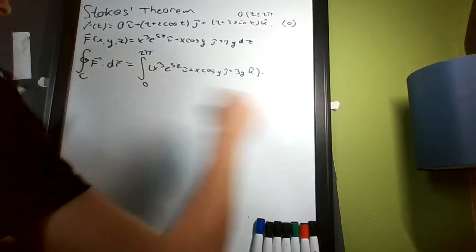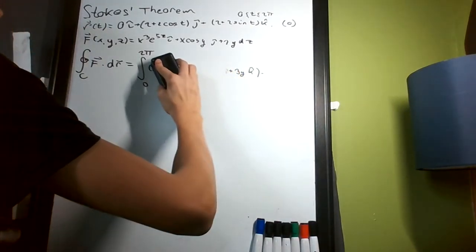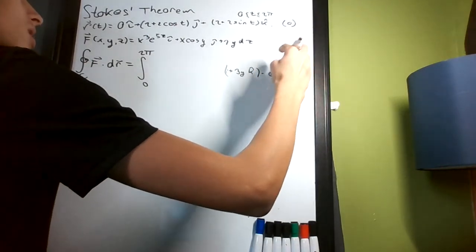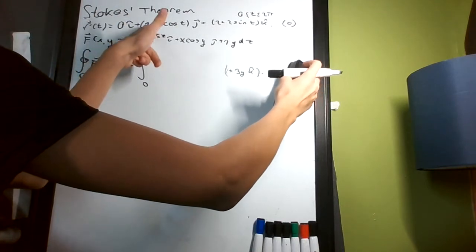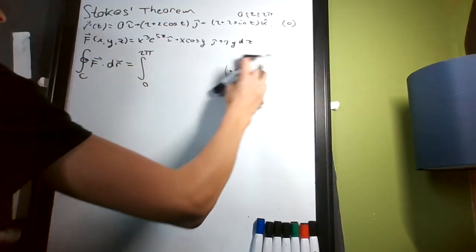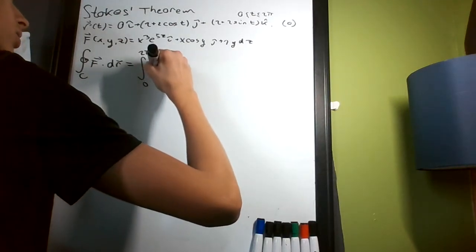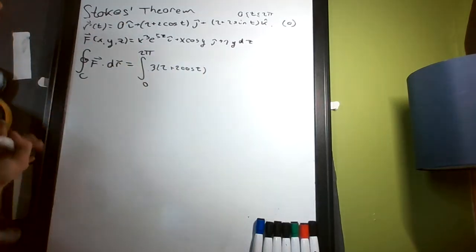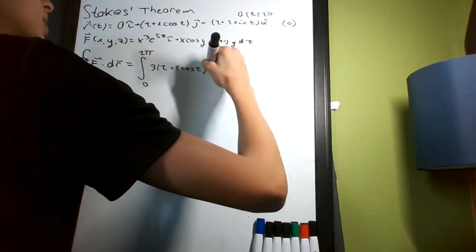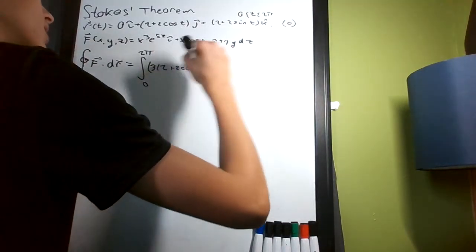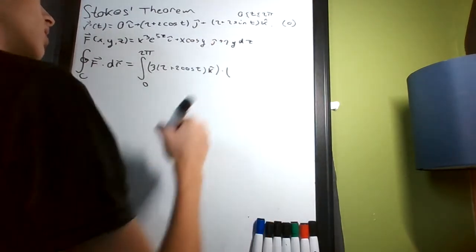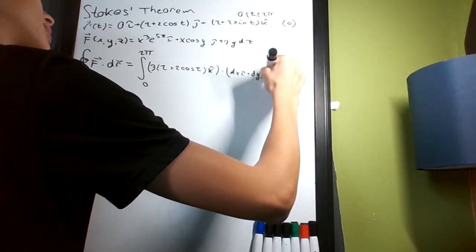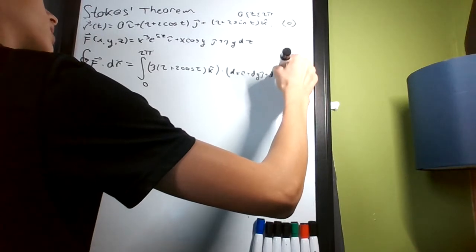Okay, so what's x? Well, it's 0. So these first two terms just go away because x is 0, multiplying by 0. What's y? It's going to be 2 plus 2 cosine t. So it's going to be 3 times 2 plus 2 cosine t. I just plugged in for y, and now this is going to be k hat, and that's the only one left. I do the dot product with dx i hat plus dy j hat plus dz k hat.